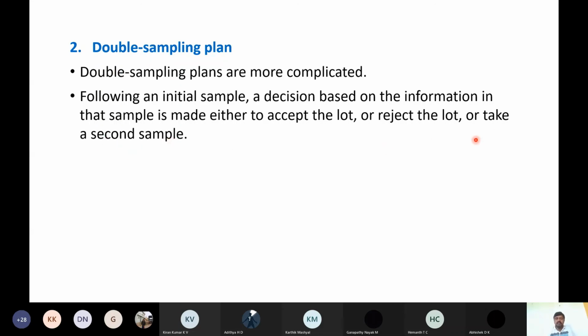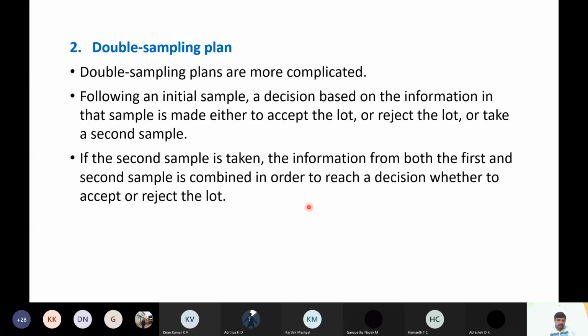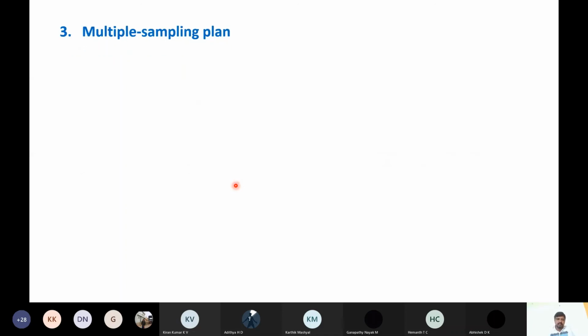You have taken a sample once, but based on that you cannot make a decision. You are not getting any clear picture regarding the lot. So now you will go for taking a sample once again so that you will get better understanding, better information regarding the lot. If the second sample is taken, the information from both the first and second sample is combined in order to reach a decision whether to accept or reject a lot. So based on samples taken at two different intervals, you are making a decision. That is double sampling plan.